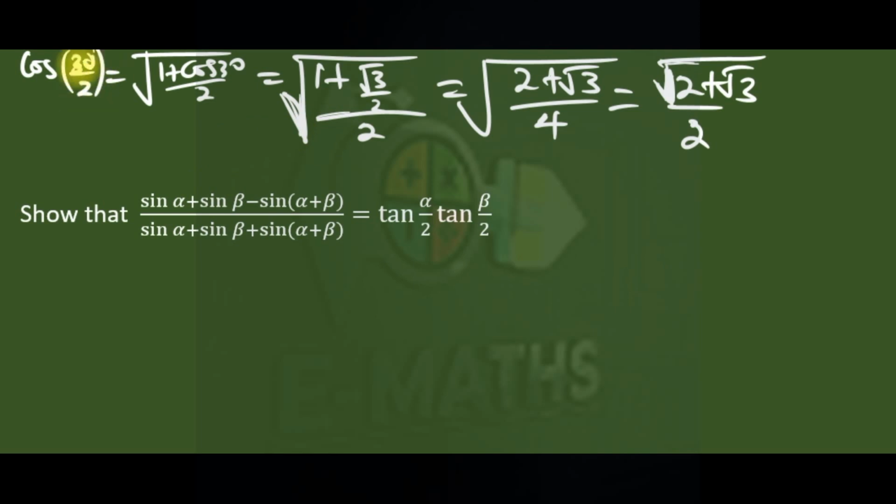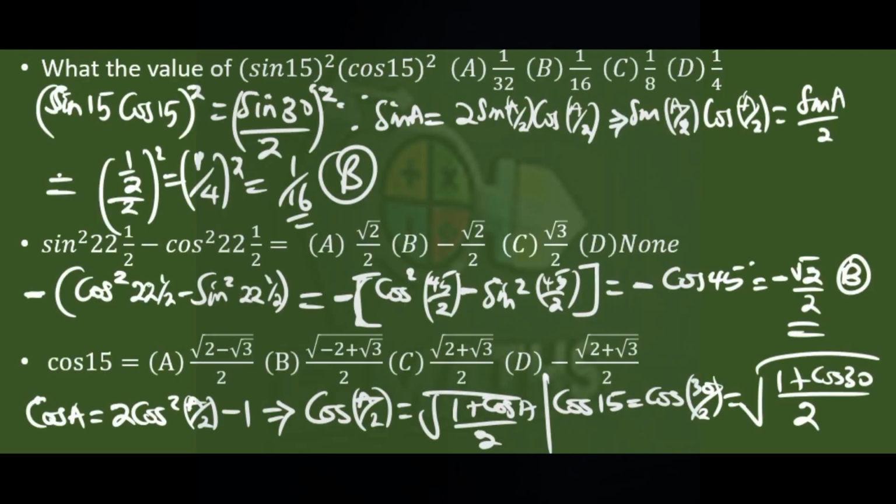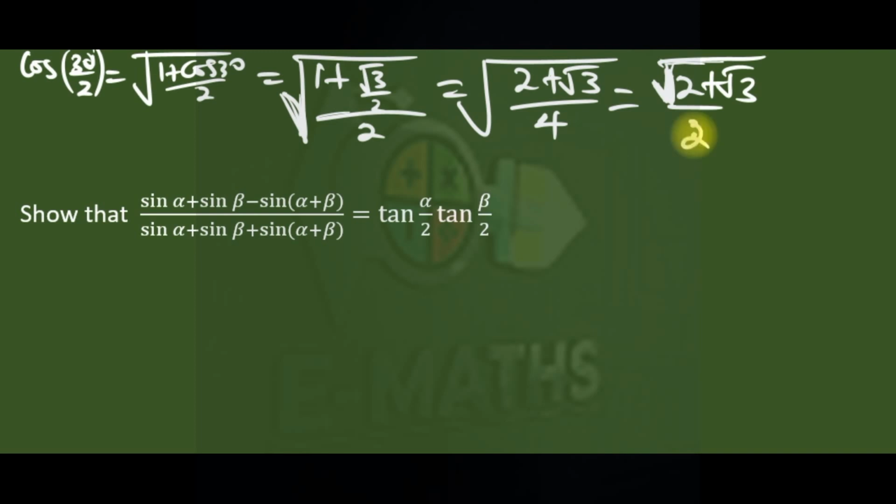Cos 15 is positive, so it's positive. So our answer is C. As you can see, the answer is C.